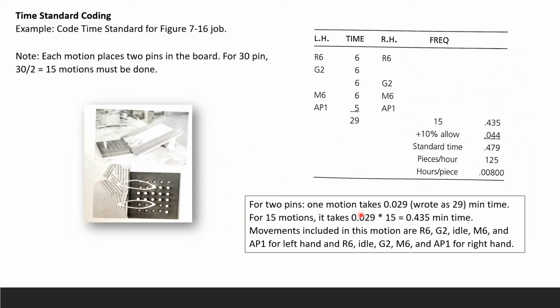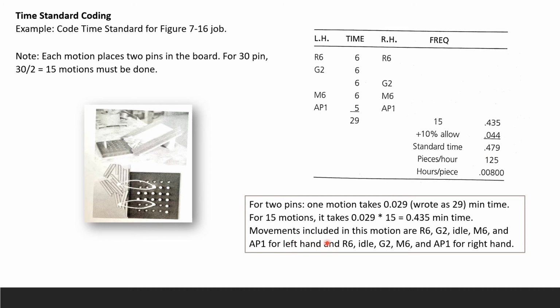So for 2 pins, one motion, it's going to take 0.029. Again, all our time is in 3 decimals, so that's your thousand. We're going to count backwards towards your decimal point. So that 29, if you see 29, this is how we read it, 0.029, okay? Times, we're running 15 times, so we get 0.435 here. Frequency, 15 times, okay? For 30 pins, so you get 0.435 minute in time.